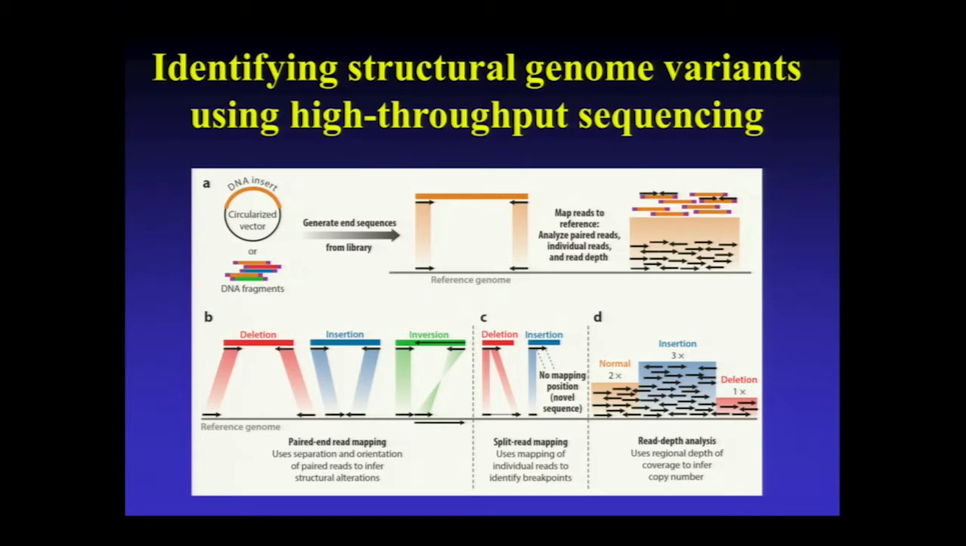Another approach people use is something called split read mapping. This is where you map your reads and find that one bit of the read maps here, there's a gap, and the next bit maps over there, but maybe there's an extra bit of DNA thrown in there somewhere that wasn't in the reference.